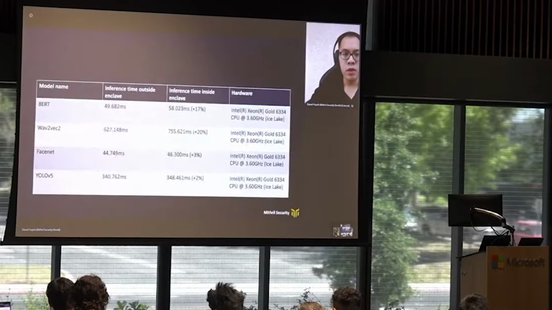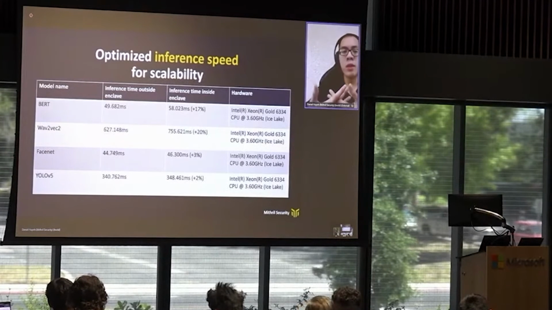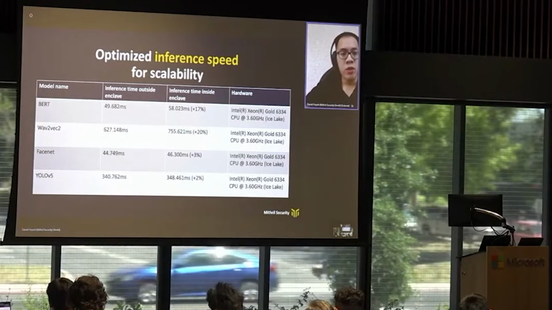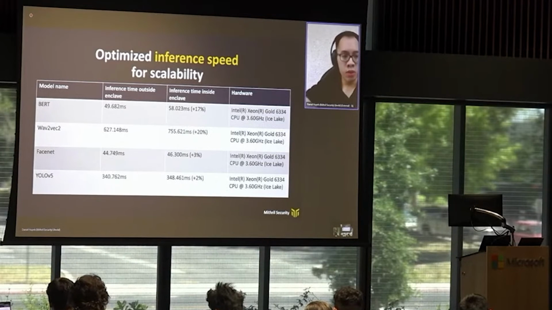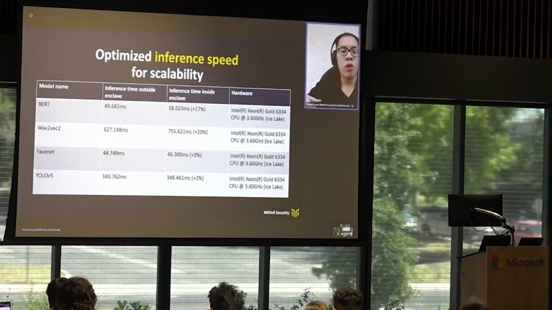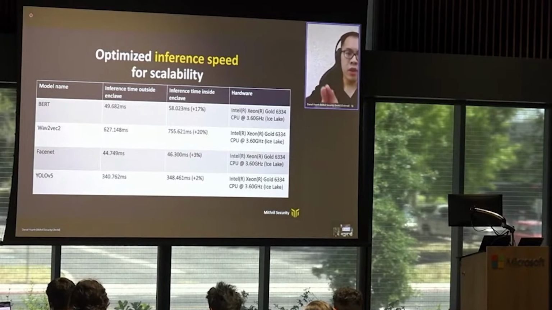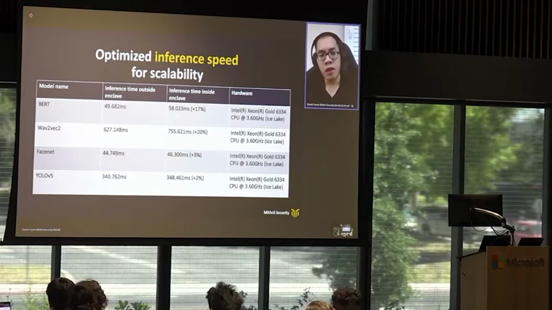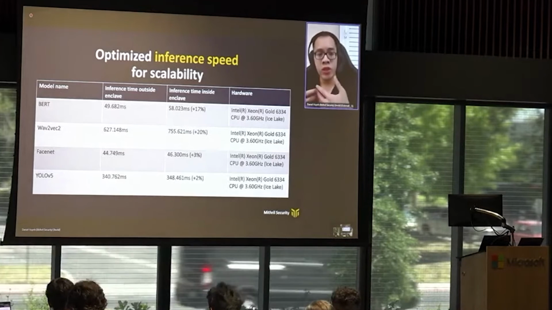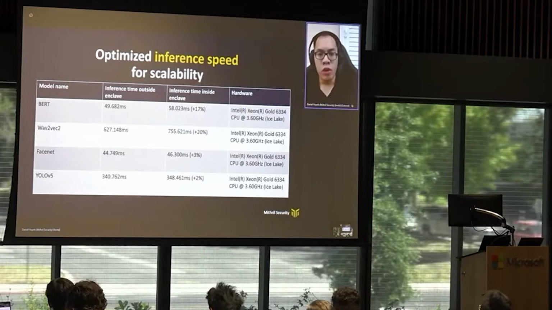And so what do you see in terms of difference of speed when you are inside an enclave? So here I show you different models that are quite used in practice, and the inference time with our inference engine in Rust outside of the enclave, and the inference time inside the enclave. So you can see that there is an added latency, but it's reasonable given the added protection we provide. And we can discuss this later.